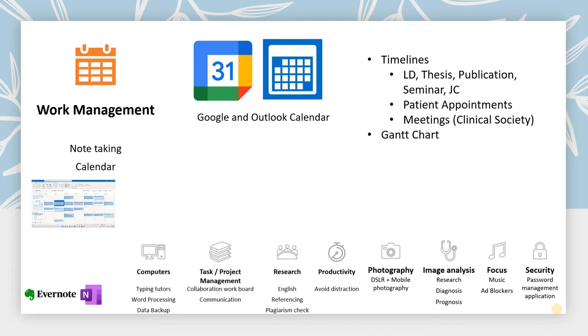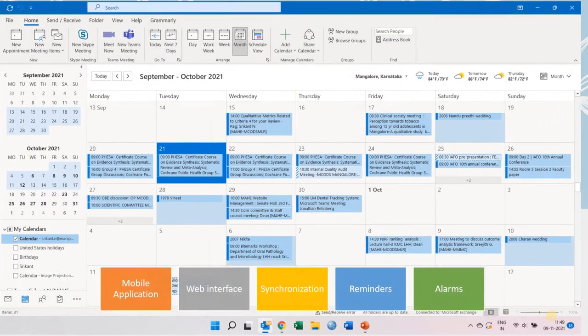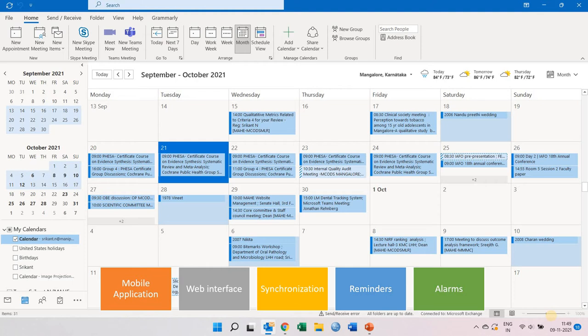All of this can be cataloged using a Gantt chart as shown here. So you can decide from which time to which time you are going to have a literature review, data collection, when are you going to do each and every step of your work. Here is a snapshot of one of my calendars. As you can see, you can not only put your official data, but some personal meetings and data also. These are synchronized over the web, and you can set reminders and alarms which can help you not miss any such appointment.